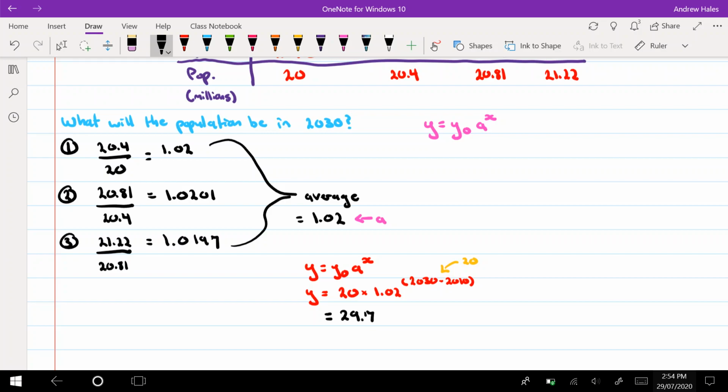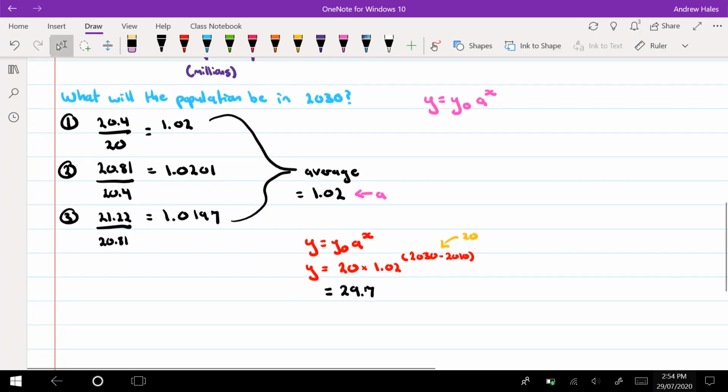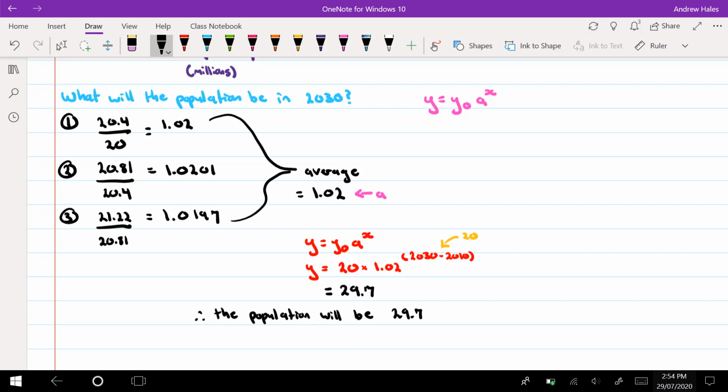Now that doesn't answer the question. The question says, what will the population be in 2030? Well, the population will be 29.7 million. And that is how I finish off that question.